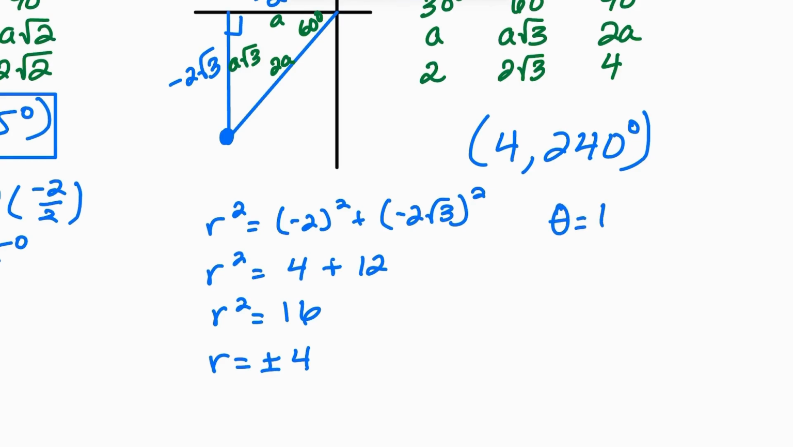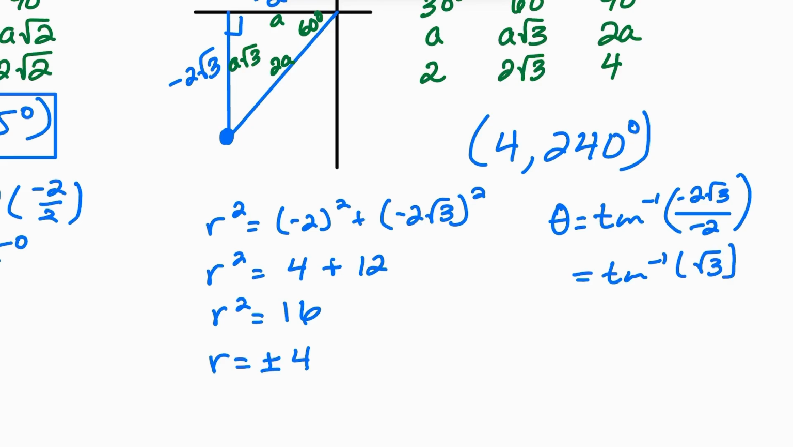If you're going to look for that angle, you're doing tan inverse of the y value, which is negative 2 root 3, over the x value, which is negative 2. So you end up getting tan inverse of root 3, which you have to remember is 60 degrees. But that's an answer in quadrant 1, where we're in quadrant 3, so you have to add 180 to that to get to 240. So in the video notes, I try to show both ways just in case you like one way versus the other.